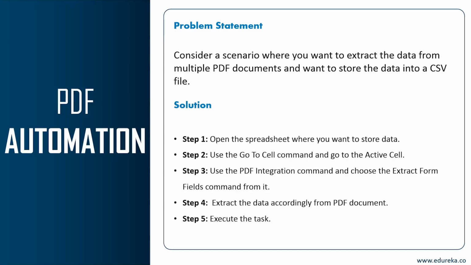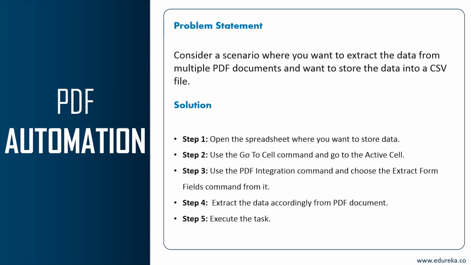To do that, you'll have to follow a few steps. First you'll have to open the spreadsheet where you want to store the data, and then you have to use the go to cell command and go to the active cell. After that, you have to use the PDF integration command, choose the extract from fields, and then extract the specific data that you want to extract, and then use the other Excel commands to decide where you want to store the data. So let's just do that.